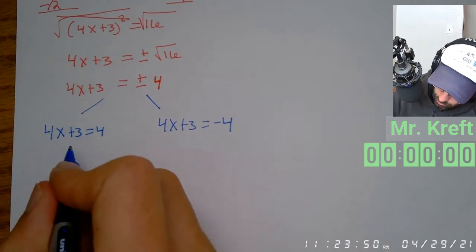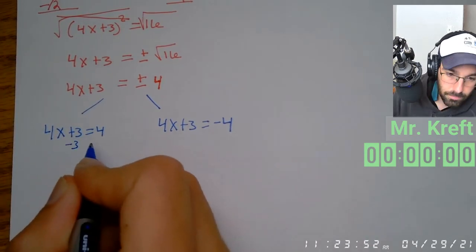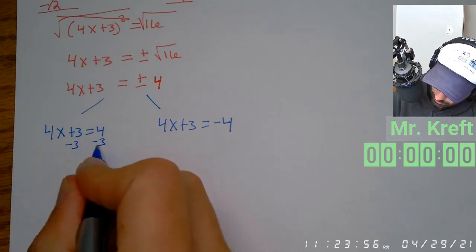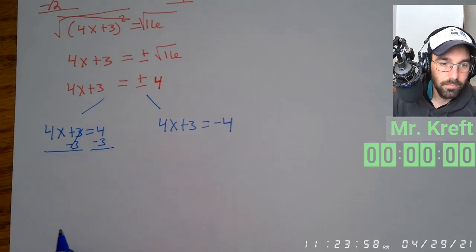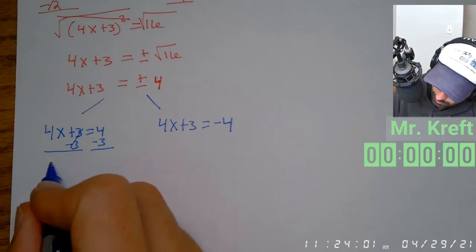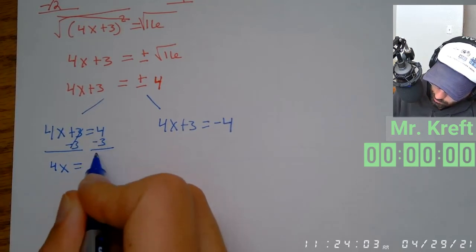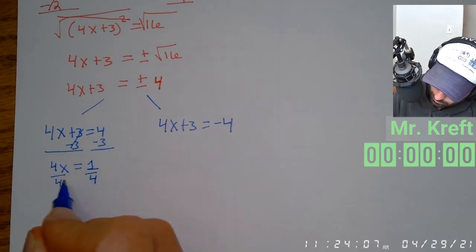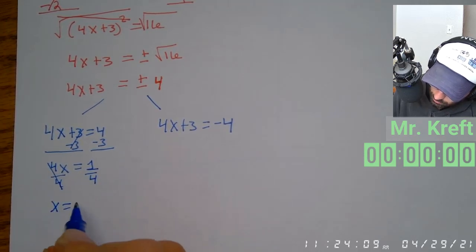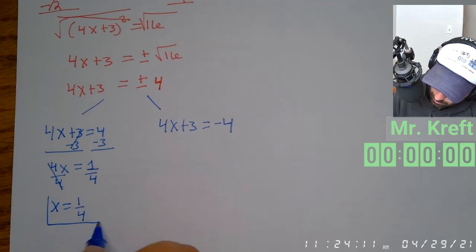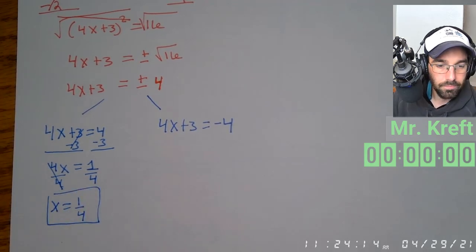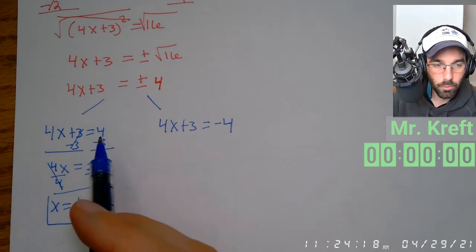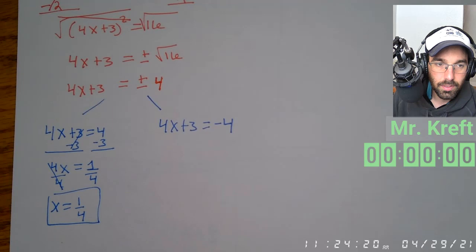So I'm going to solve both of these. So the first one, I'm going to subtract 3 from both sides. Okay. So I'm going to get 4x equals 4 minus 3, which is 1. And then I'm going to divide by 4. So I get x equals 1/4. Right? So a quarter. And that's my first one. That's my positive, right? With 4 being positive.